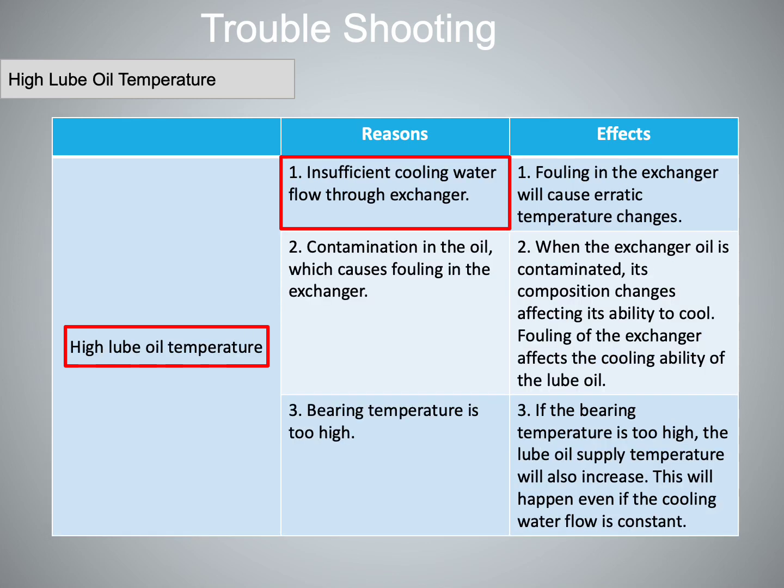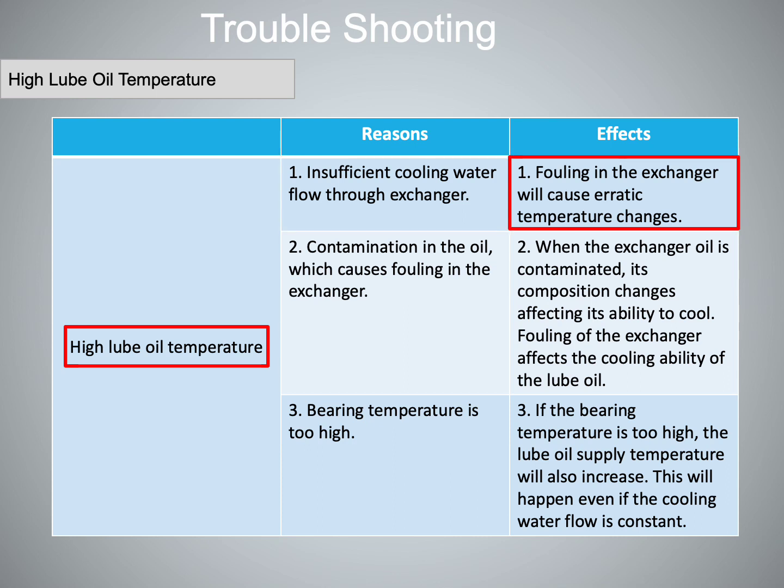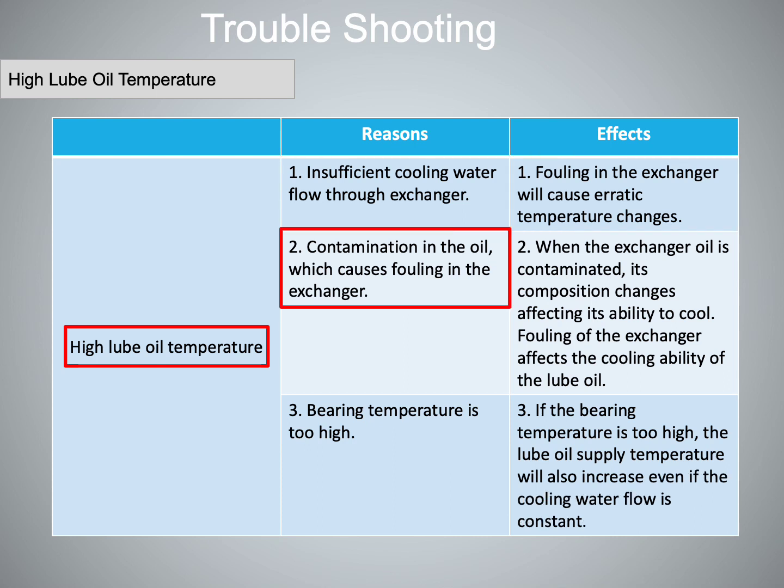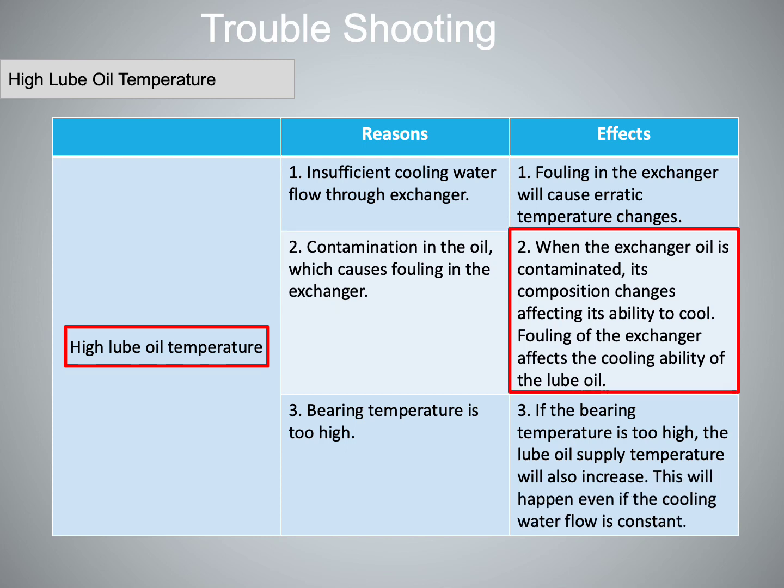High lube oil temperature. Insufficient cooling water flow through exchanger. Fouling in the exchanger will cause erratic temperature changes. Contamination in the oil, which causes fouling in the exchanger. When the exchanger oil is contaminated, its composition changes, affecting its ability to cool. Fouling of the exchanger affects the cooling ability of the lube oil.